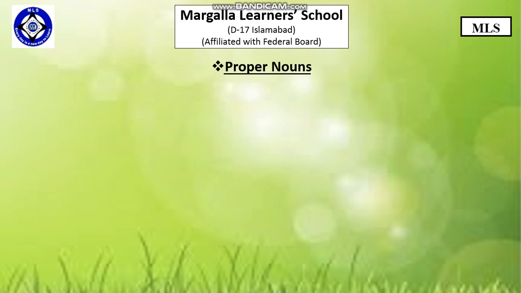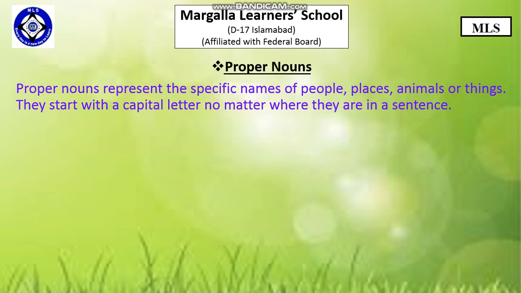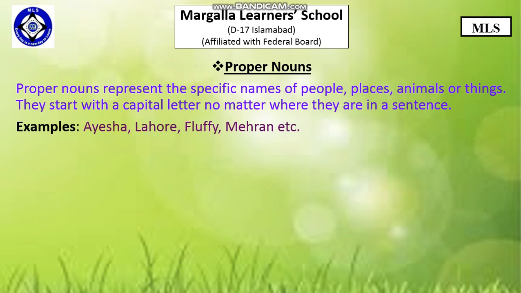Now, let's come to another type of noun, which is proper noun. Proper nouns represent the specific names of people, places, animals, or things. They start with a capital letter no matter where they are in a sentence. For example, the name of a person, Aisha, the name of a city, Lahore, the name of an animal, Fluffy, and the name of a car, Mehran. Wherever you put them in a sentence, they will always be capital.